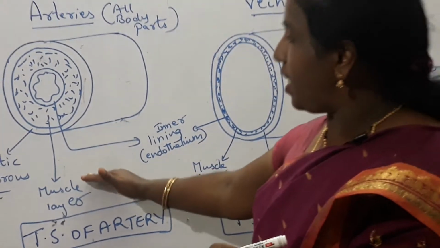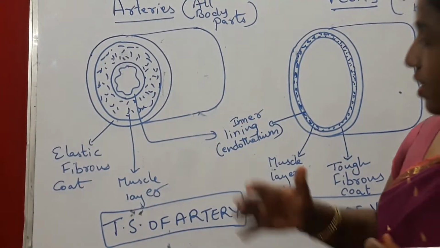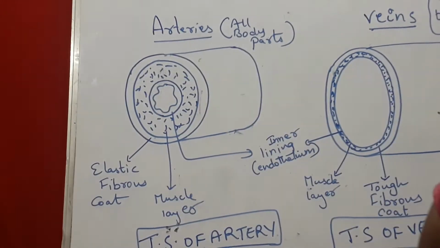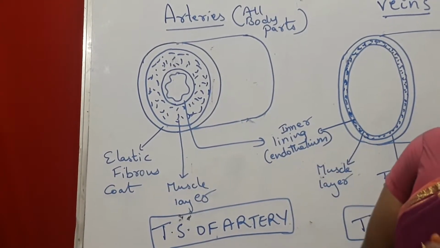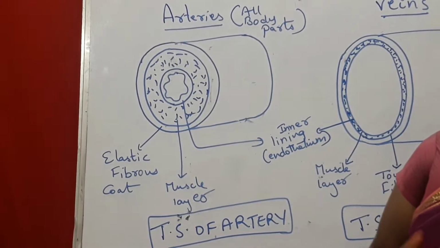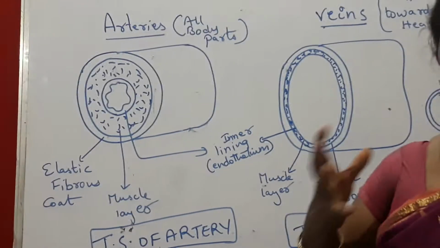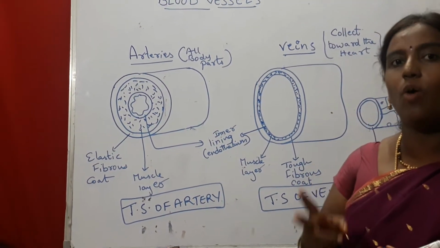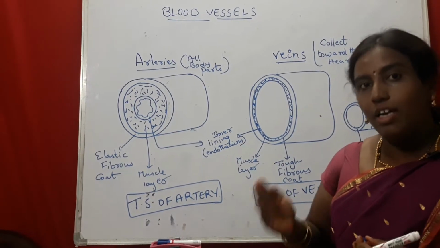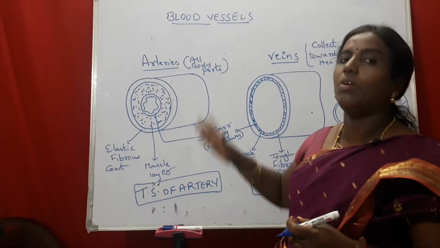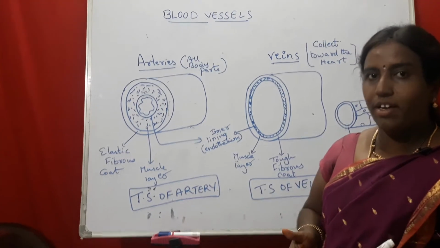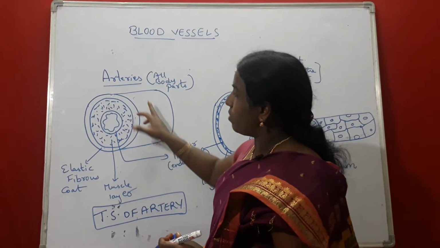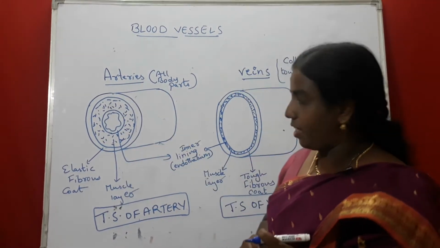When we come to the TS of artery, you can see its structure here. Arteries are thin blood vessels which pump the blood to all the body parts with the help of the heart. Both lower chambers of the heart, the right ventricle and left ventricle, are connected to arteries. From the ventricles, blood enters into the arteries. So let us first see the structure of the TS of artery.